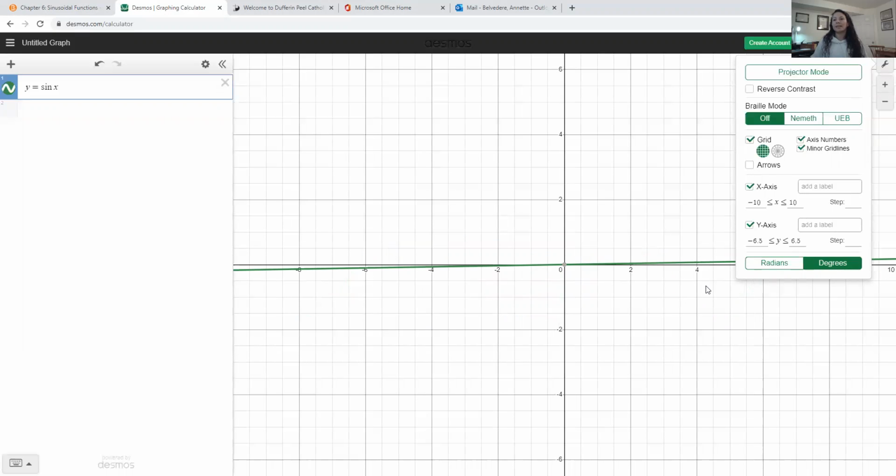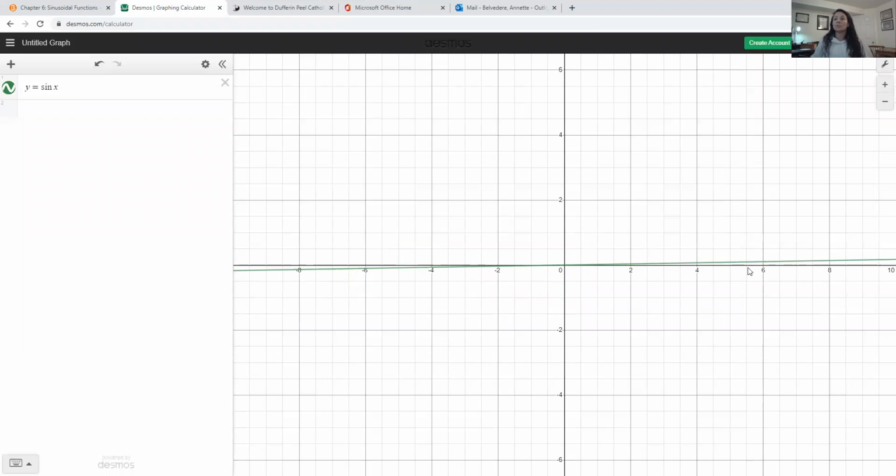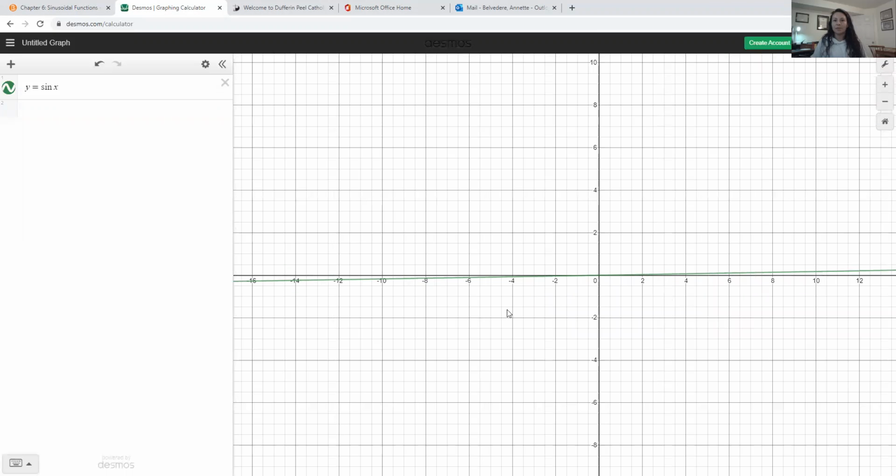But you'll notice that it's really wide and all of a sudden you can't see your graph. If you zoom out a little bit, you will eventually get it. But again, you'll notice it's really wide. Keep in mind, the degrees that we were dealing with were a full revolution of the unit circle. So we were looking at 360 degrees.